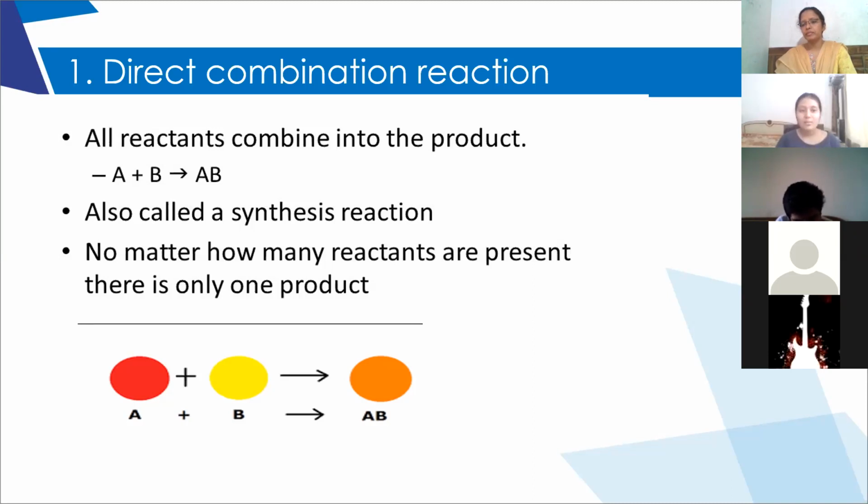Okay, Mehak, tell me what are the 4 types of chemical reactions? Yes, ma'am. The first one is direct combination, decomposition, displacement, and double displacement. Good. These are the 4 types of chemical reactions.